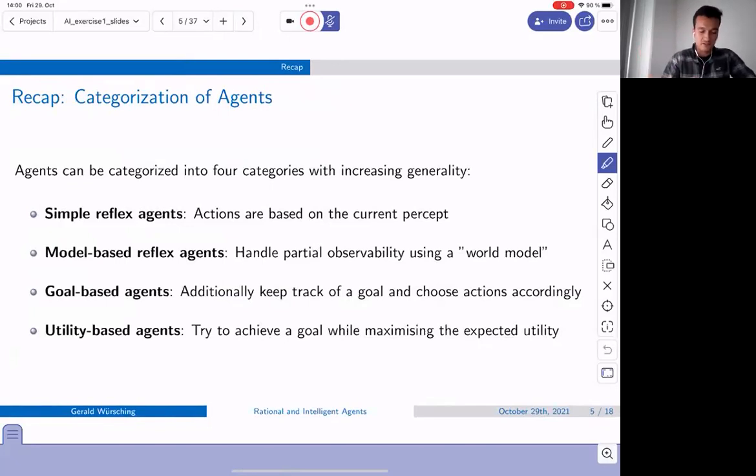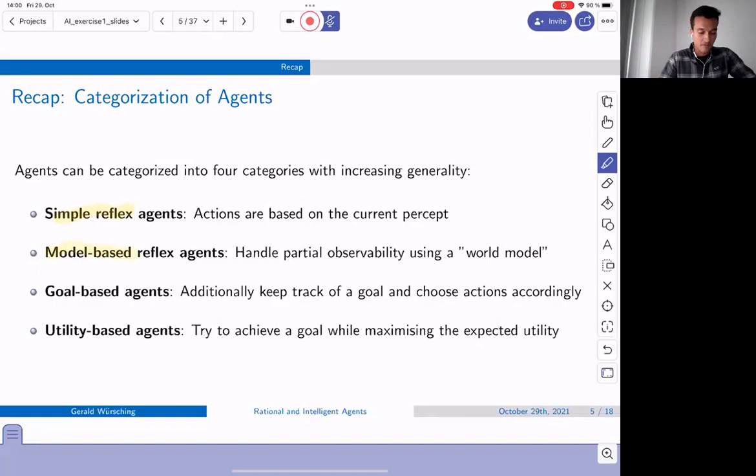And here, I just listed the four types of agents, or four categories of agents, and one key component summarized in one sentence. So the details you can find in the lecture slides. A simple reflex agent, for example, is the most basic form of agent. What we do is the actions are just based on the current perception.